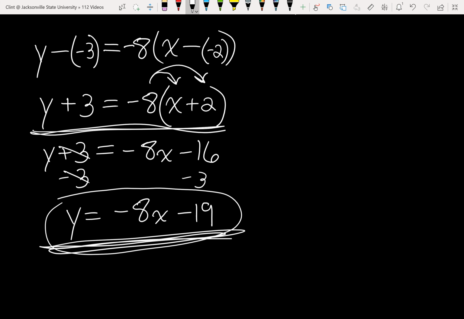So all we need is a slope and 1 point on the line, and we can get the equation. What if it gives us 2 points? If it gives us 2 points, first find the slope using the slope formula, and then use the slope with either one of the points. Okay, it doesn't matter which one.